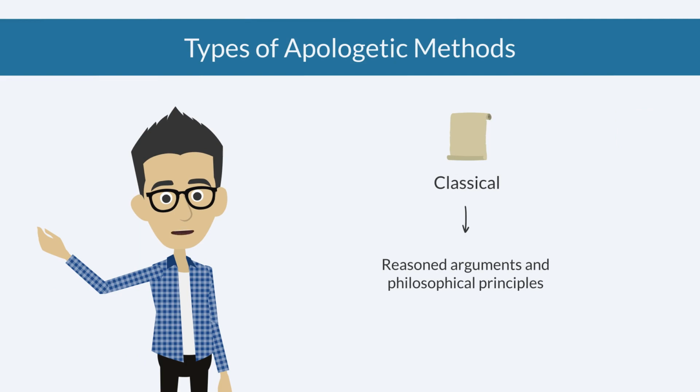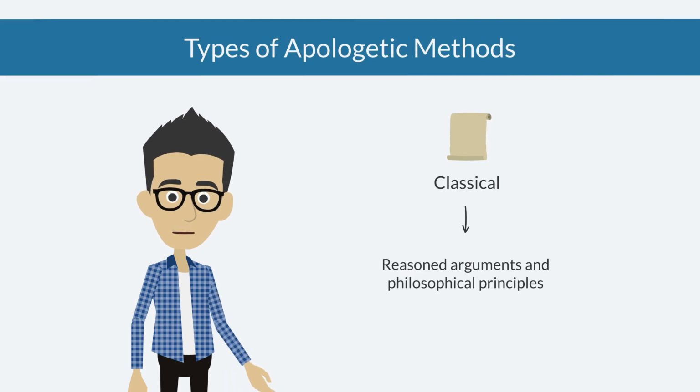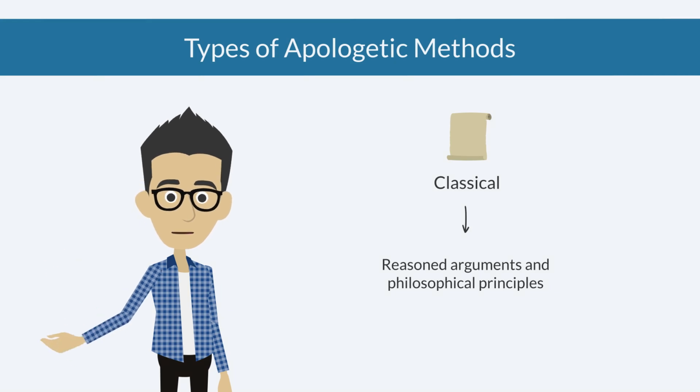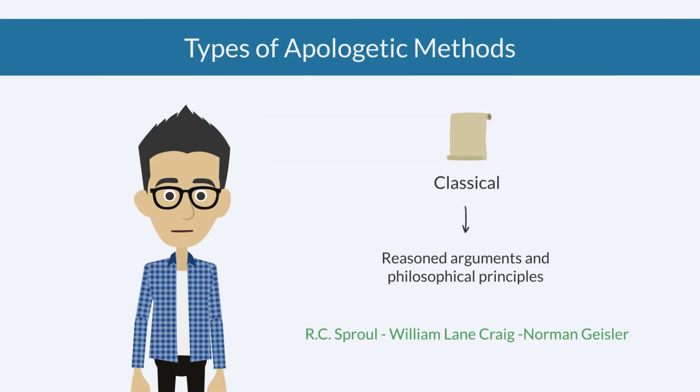Classical apologetics relies on reasoned arguments and philosophical principles to establish the existence of God and rationality of faith. It emphasizes the use of logic and evidence to present a persuasive case study for Christianity. For example, the ontological argument for the existence of God. Some notable classical apologists include R.C. Sproul, William Lane Craig, and Norman Geisler.